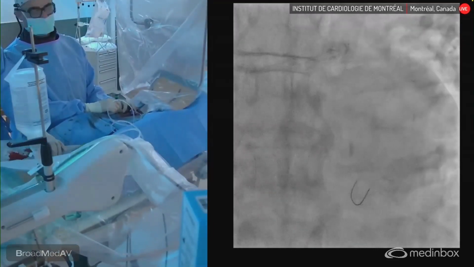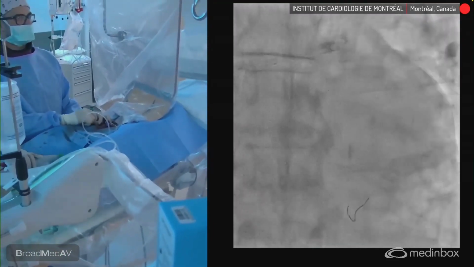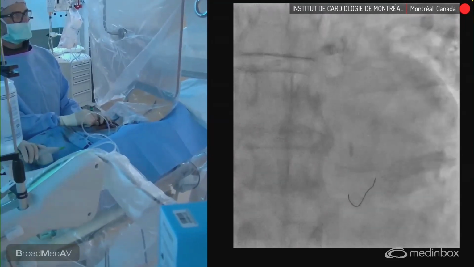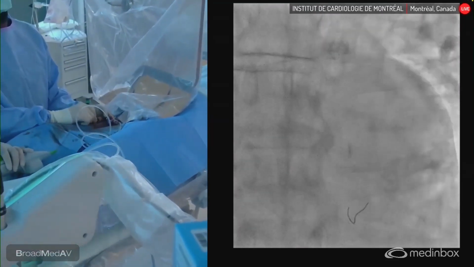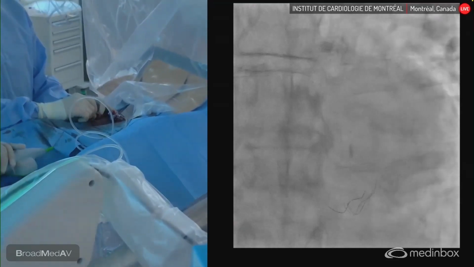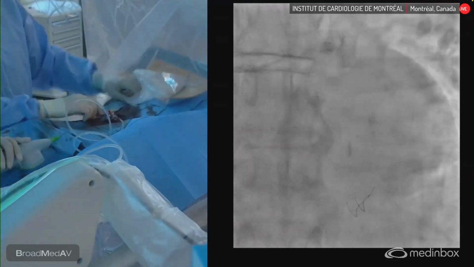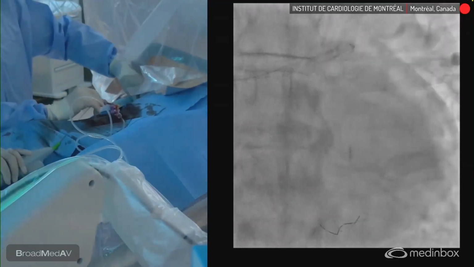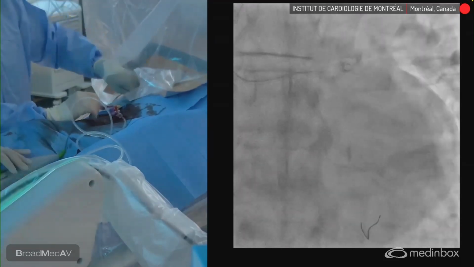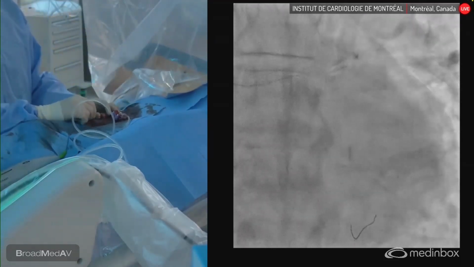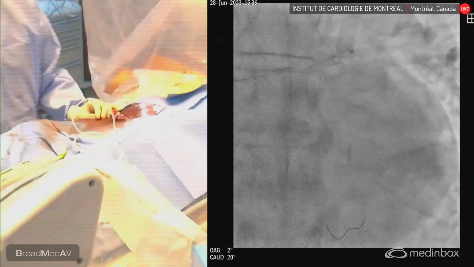Okay. So you can see the Diamondback is there. Now let's see if it's going to go down. Just a second. Okay. So I think this is good.